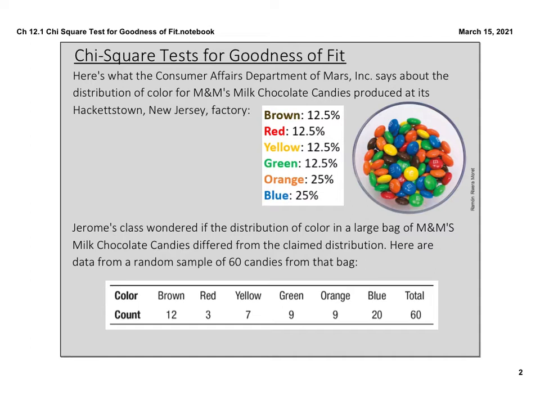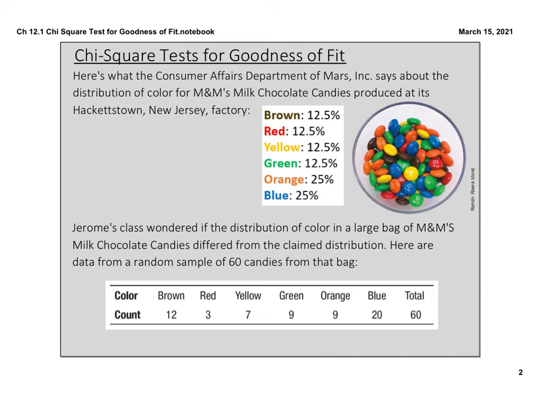It says Jerome's class wondered if the distribution of color in a large bag of M&Ms, milk chocolate candies, differed from the claimed distribution. Here are the data from a random sample of 60 candies from that bag. So you get the count of each color in that one particular bag.